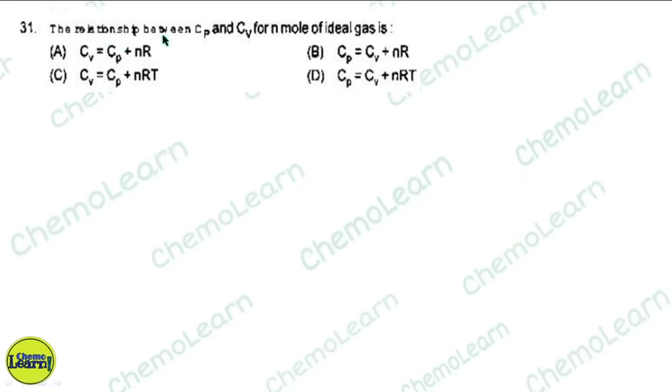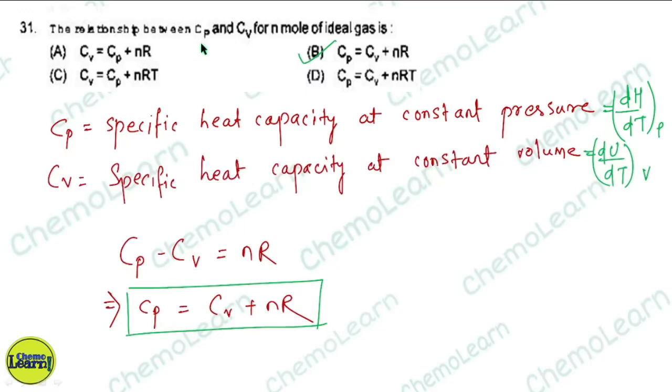The relationship between Cp and Cv for n mole of ideal gas is what? You know, Cp is specific heat capacity at constant pressure, and Cv is specific heat capacity at constant volume. And from thermodynamics, you know that Cp minus Cv equals nR for n moles of ideal gas. Okay, so Cp will be equal to Cv plus nR. Option B will be the right one.